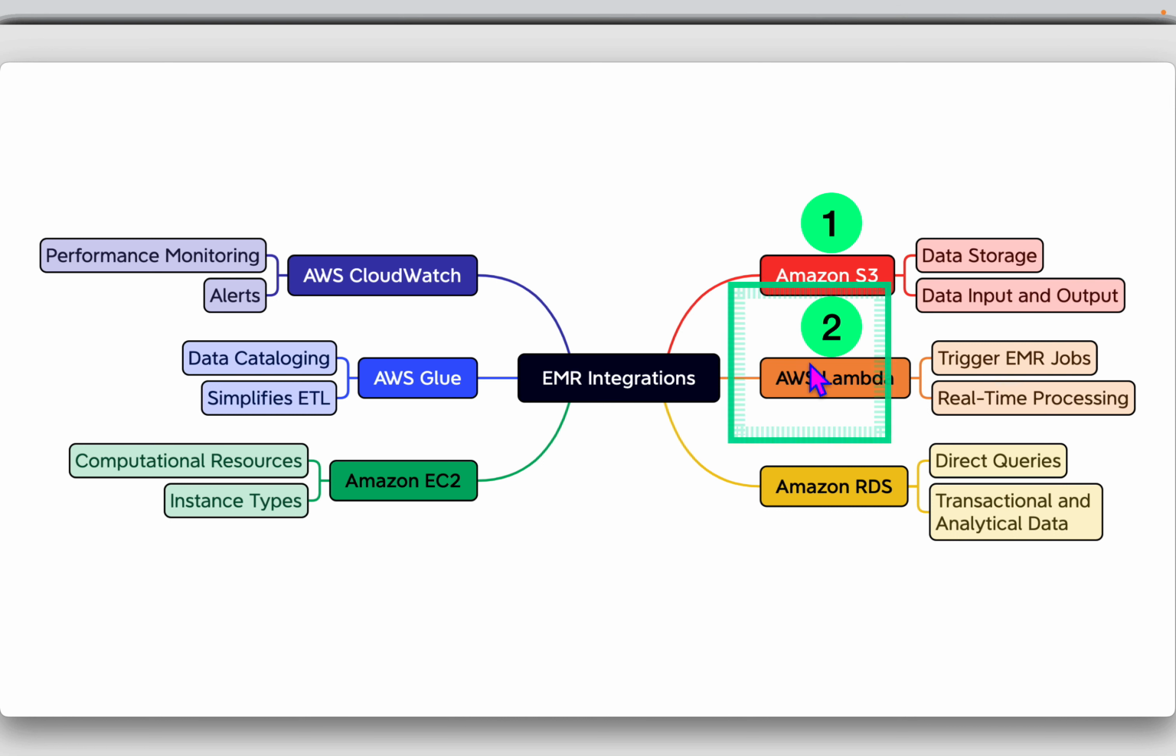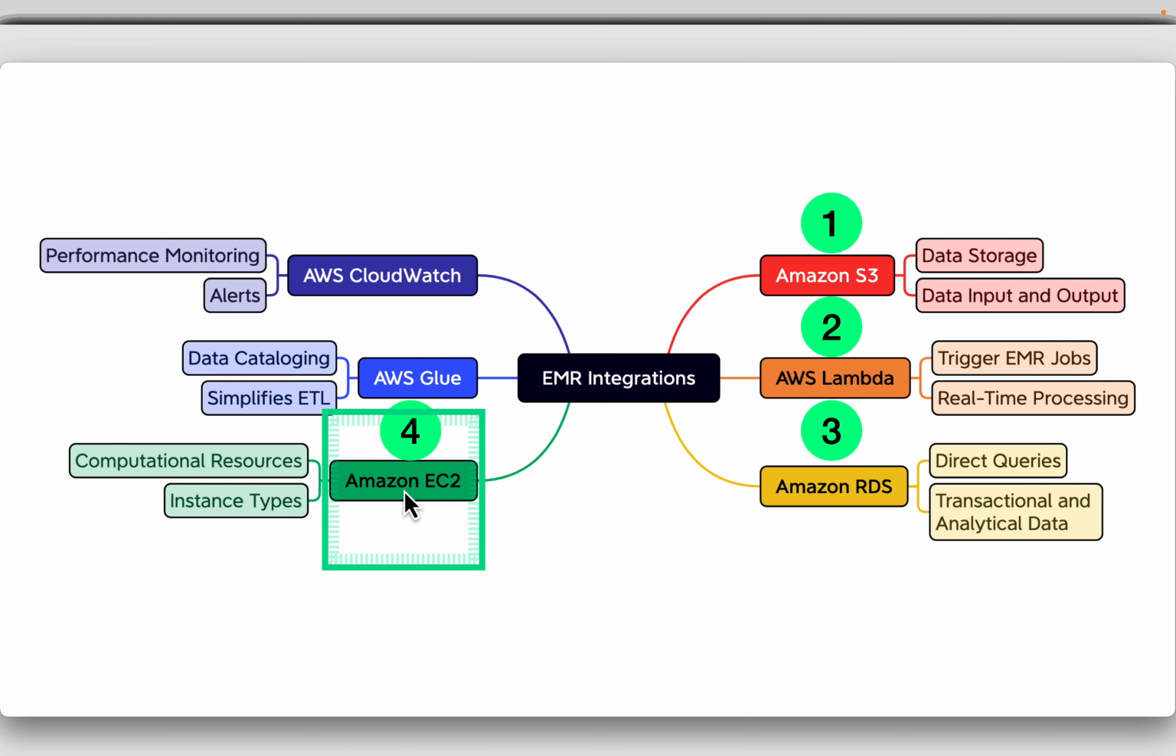Next is AWS Lambda. Lambda functions can be used to trigger EMR jobs based on specific events like changes in an S3 bucket, and this enables real-time processing and automation of workflows. Amazon RDS. Amazon RDS databases can be directly queried using EMR cluster for analytic tasks. This creates a seamless flow between transactional and analytical data processing.